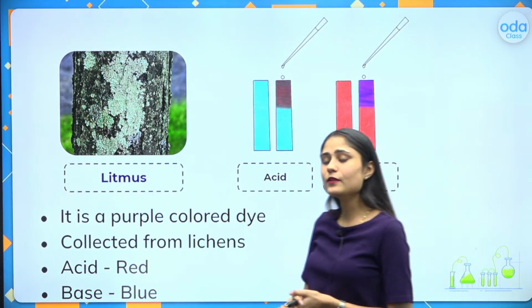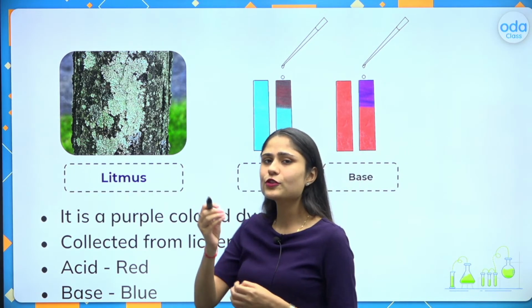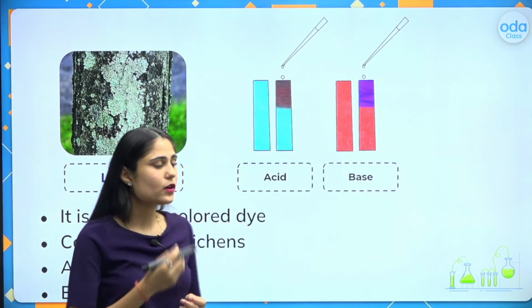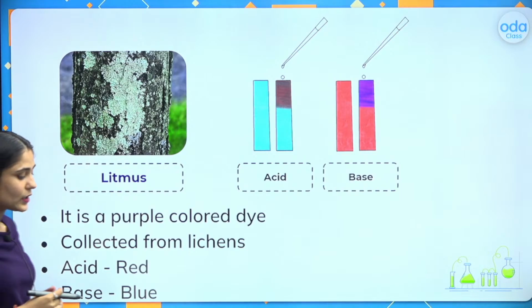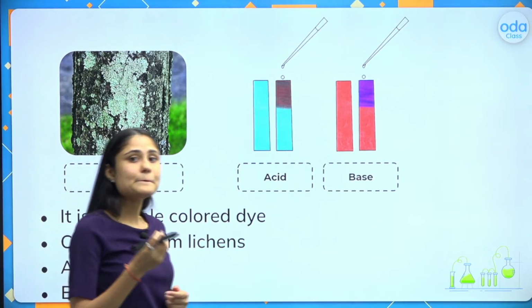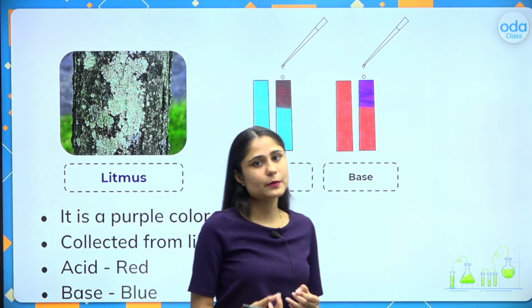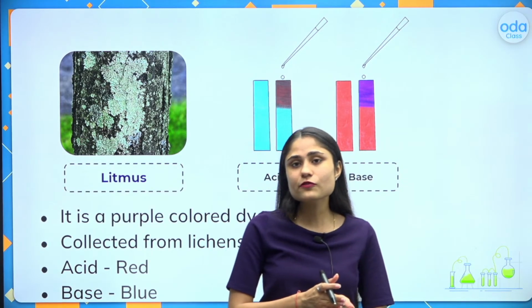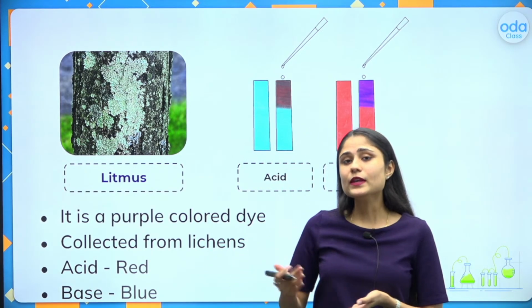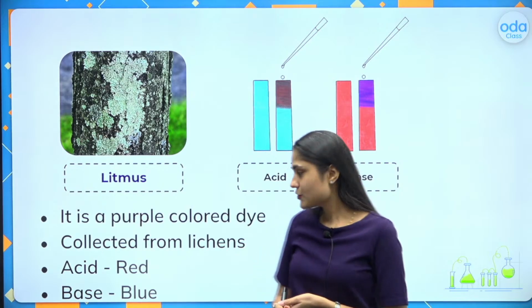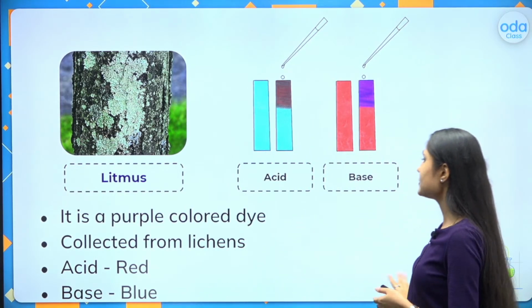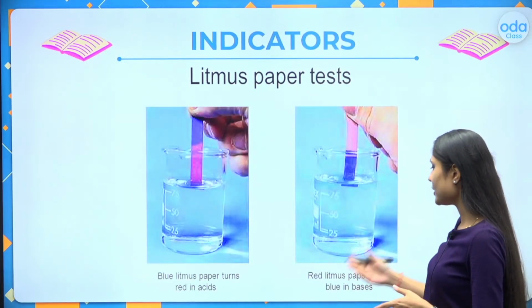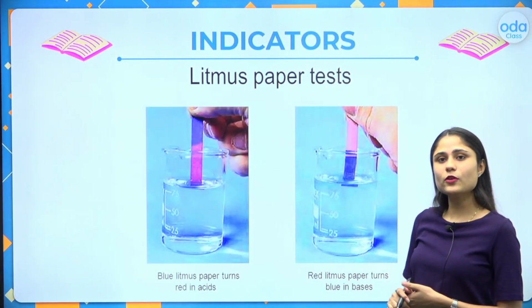And when we introduce an acid to litmus or a litmus paper, it would be red in color. But when we add a base to litmus or a litmus paper, litmus can be in a solution form, a liquid form, right? That will be blue in color. So let me just show you the litmus paper test. Many of you will be performing this in your school laboratory as well.